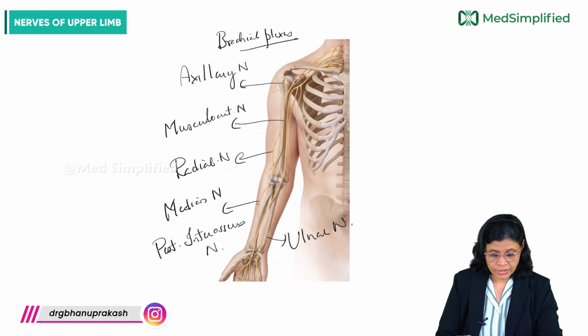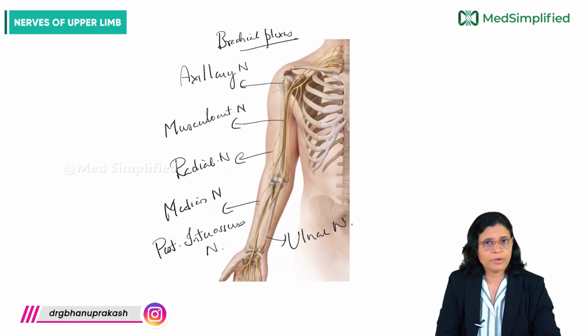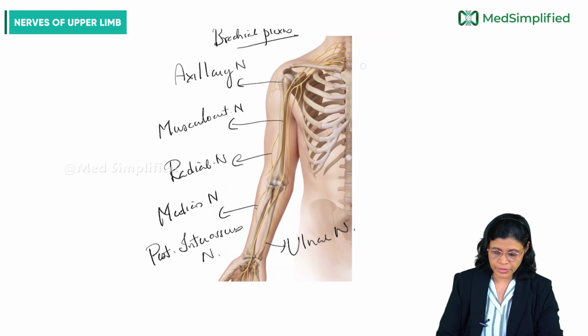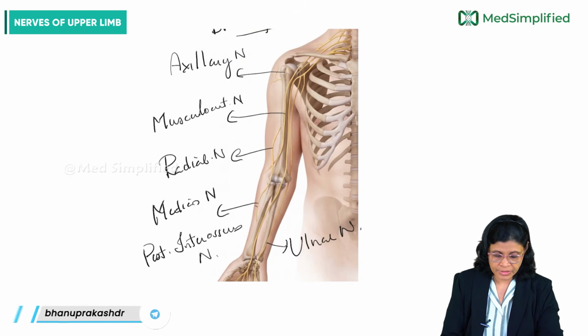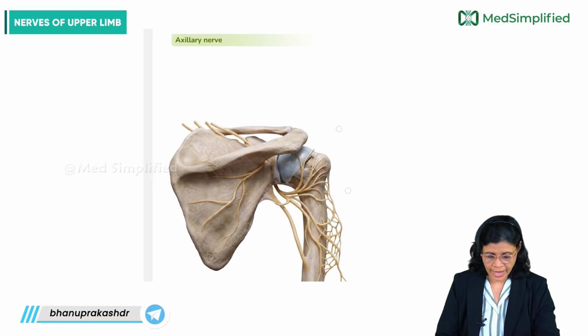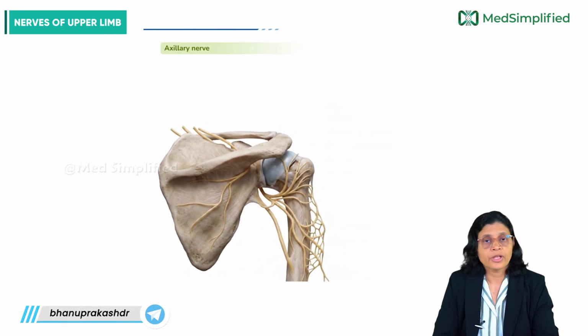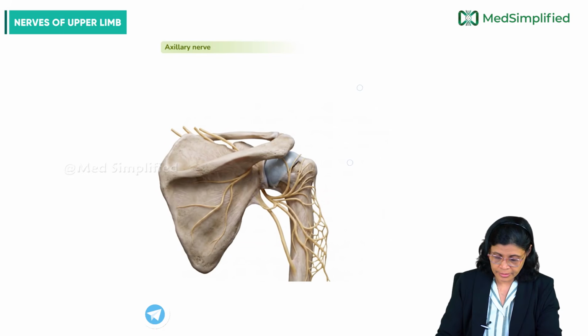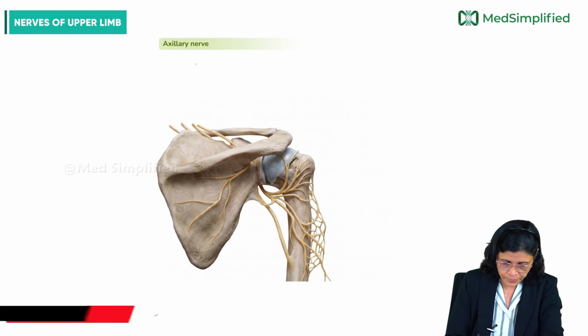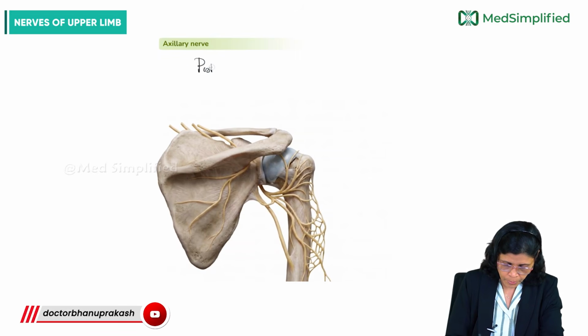So let's see each of these nerves briefly, about their course and their distribution, and what the lesions will be if these nerves are injured. What signs and symptoms do we see when each of these nerves is injured? So first, coming to the axillary nerve. The axillary nerve is a branch of the posterior cord of the brachial plexus.